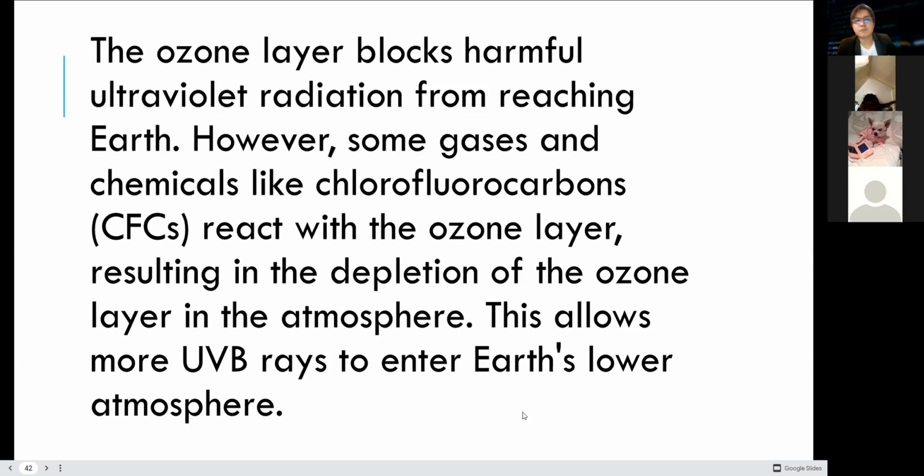Where can we find chlorofluorocarbons? Chlorofluorocarbons are present in aerosols, sprays like your Baygon, and what else? Your air fresheners contain chlorofluorocarbon. You just need to look at the label on the back of the product you are using. If it contains chlorofluorocarbons, then do not use that product. It can harm the ozone layer.